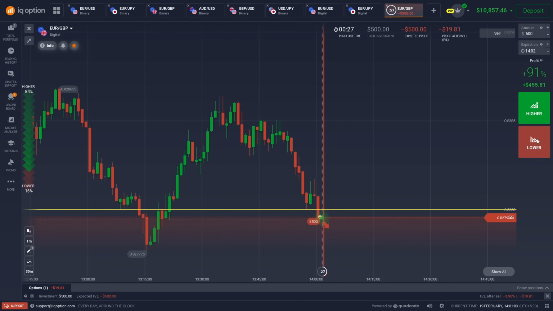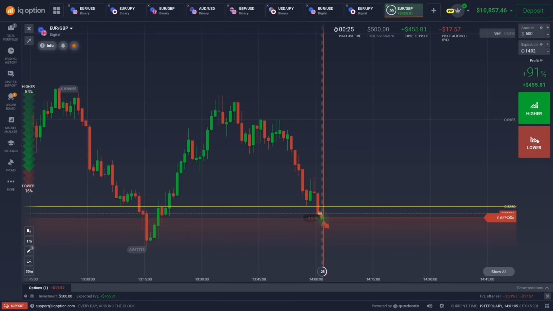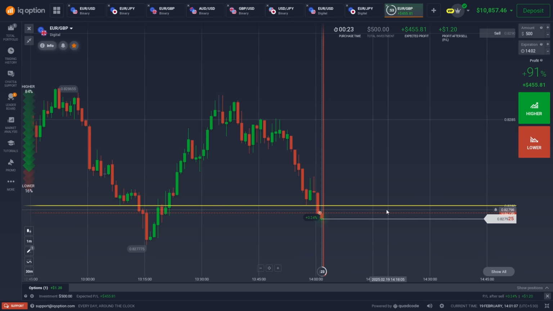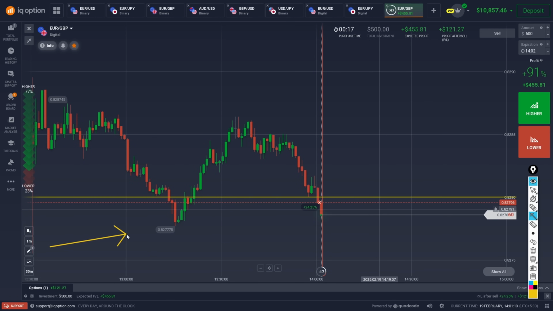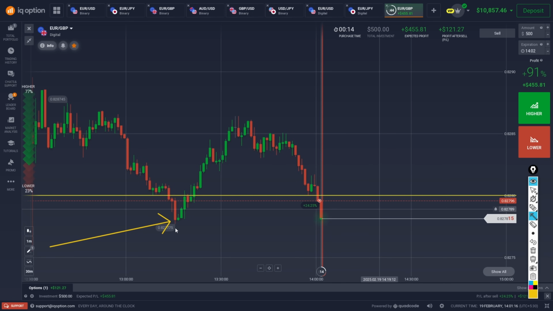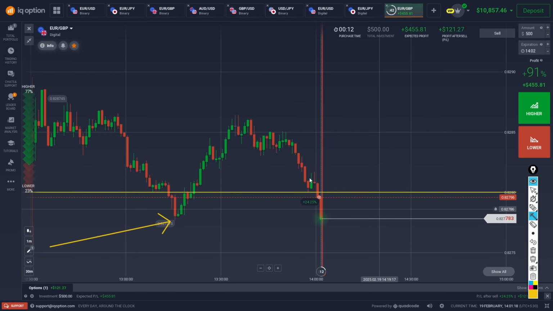So we have taken our first trade of this session, a 1 minute expiry trade in the downward direction. Let me explain you why. The reason is very simple. If you look carefully here, this is the next liquidity zone or a support level.